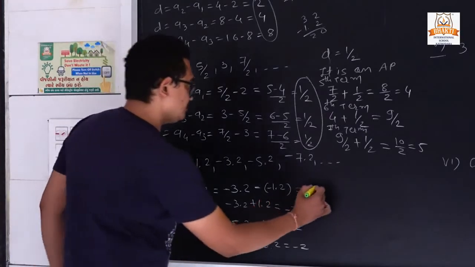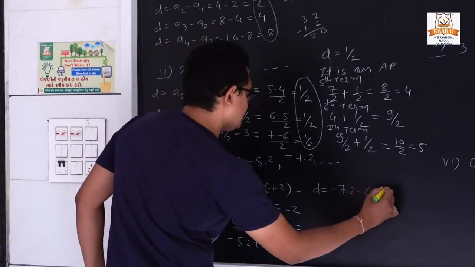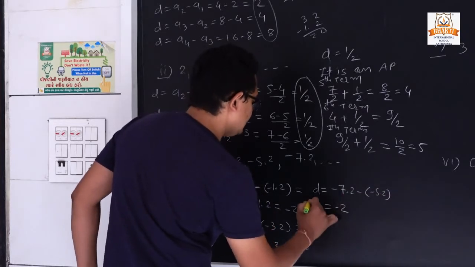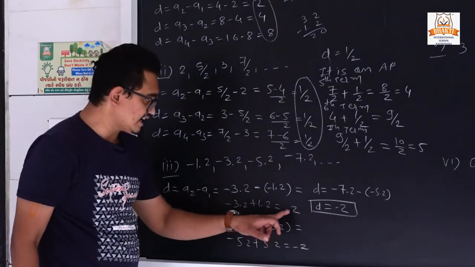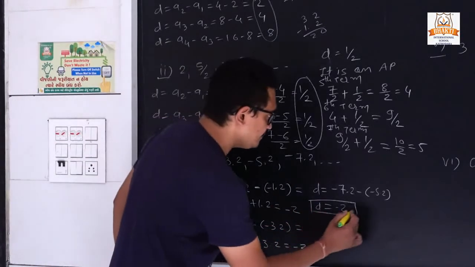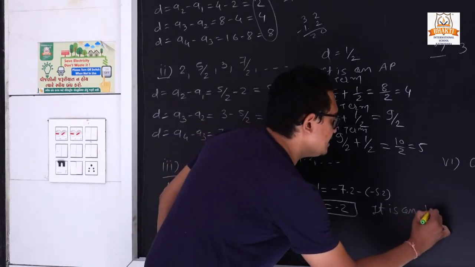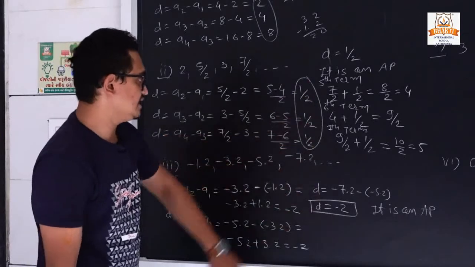Now the last, minus 7.2 minus in bracket minus 5.2. So minus minus once again plus, and once again we have the same difference. Clear? So it means what? Each time we get minus 2, minus 2, minus 2 as the difference. So it is an AP. We can write it is an arithmetic progression and the difference is minus 2. Now we want to find the 5th, 6th and 7th terms.